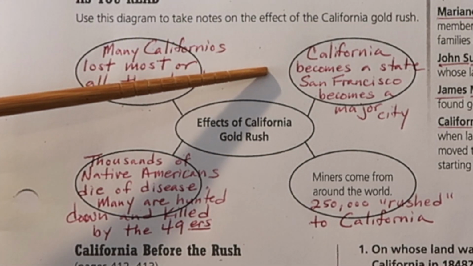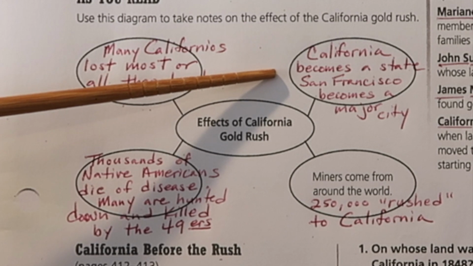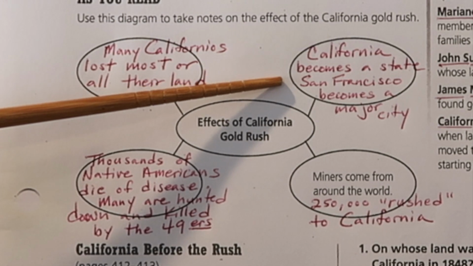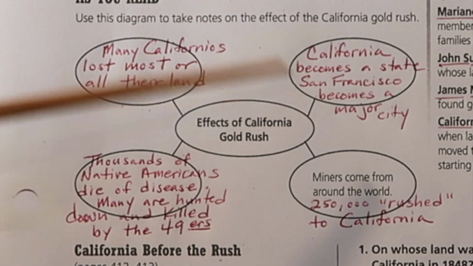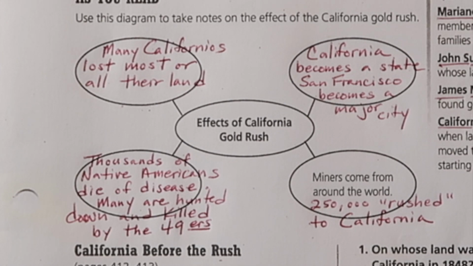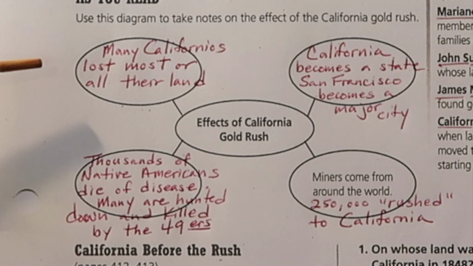Then on this side, on the right side again, this bubble map should say California becomes a state. San Francisco becomes a major city, and those would all be kind of positive effects of the California Gold Rush. On the left-hand side, bubbles, not so positive.